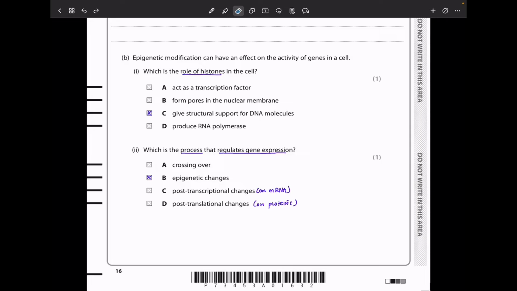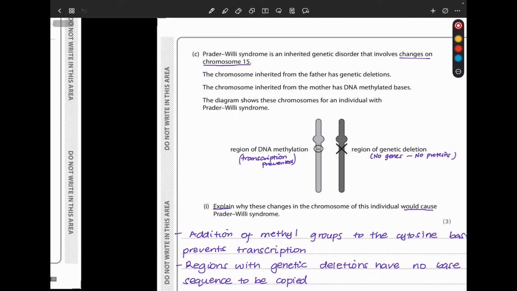And next they say which is the process that regulates gene expression. This is going to be epigenetic changes or epigenetic control. Crossing over occurs in meiosis. Post-transcription changes, these occur on messenger RNA. And post-translational changes, these occur on proteins. So the answer should be B.